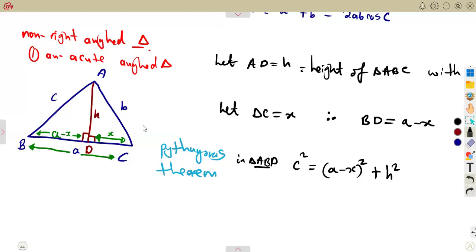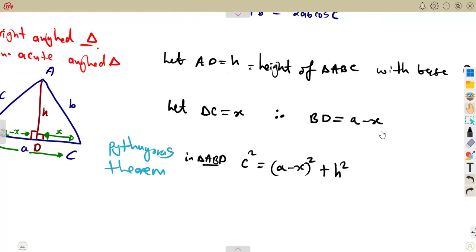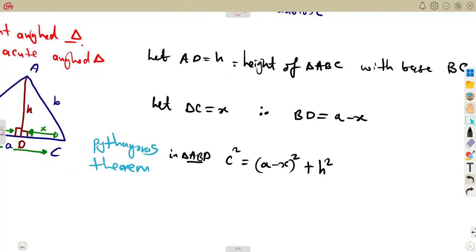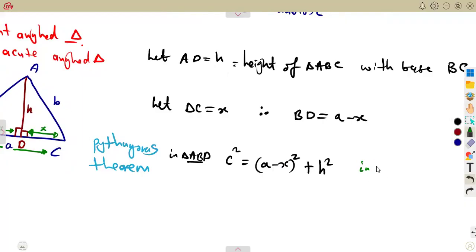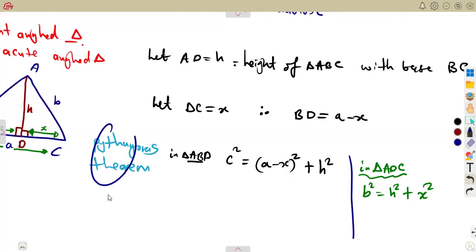Let's see from triangle ADC. Using the same Pythagoras theorem, we are going to notice that it can work again in triangle ADC. Using the same concept, the hypotenuse squared, which is B squared, is equal to the sum of the shorter sides squared, which is H squared plus X squared. We have formed something from triangle ADC using the Pythagoras theorem.